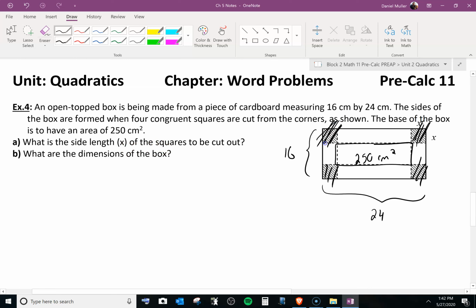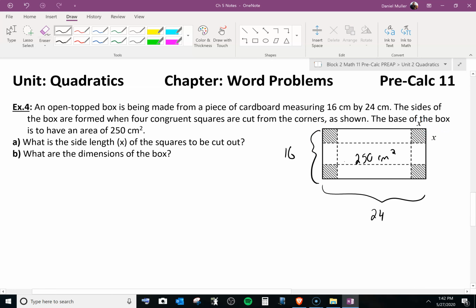Because it said that these were all congruent, meaning they're all the same, whatever size one square is, the other squares are identical. And so you cut those out. So it wants to know what is the side length, x, of these squares. They're squares, so if you find out what this is, then you find out what that is, because they're all the same. So we just need to find out what x is here.